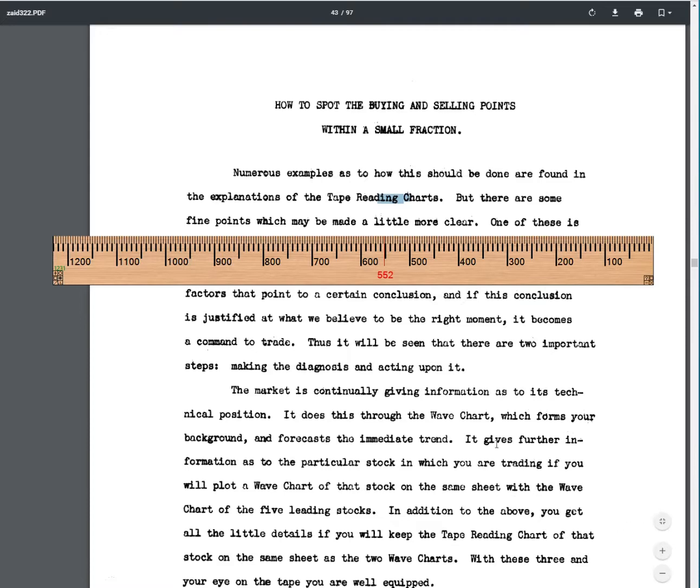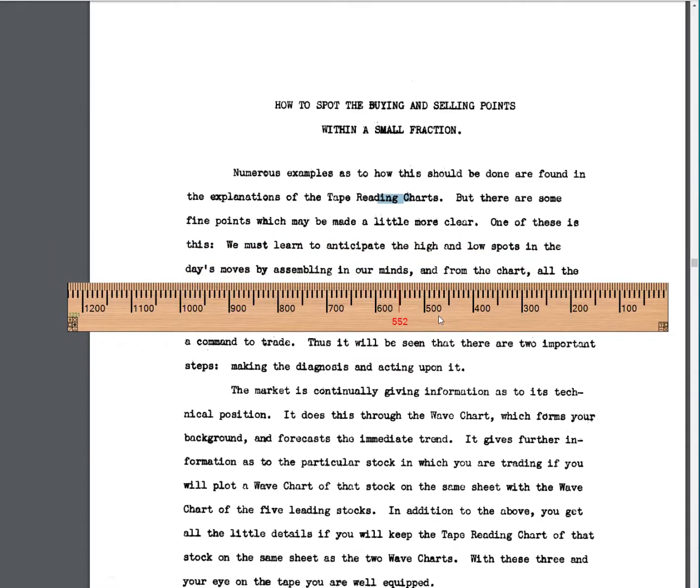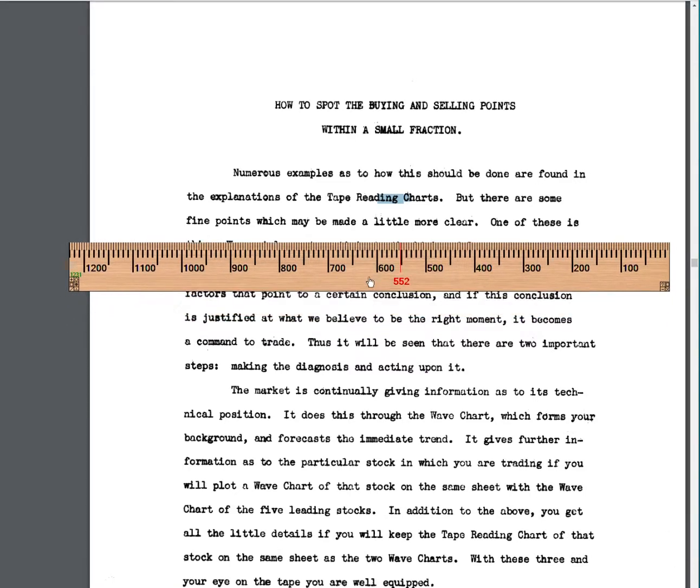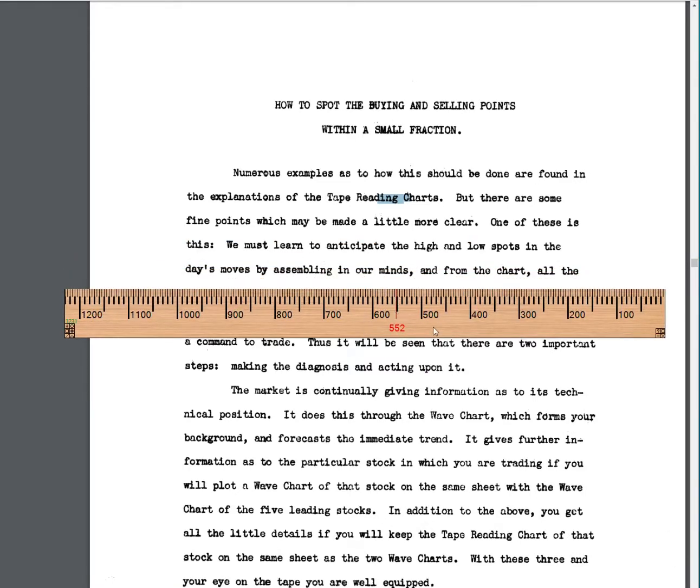Anyway, there are some fine points, one of which is you should know what the high and low is for the day, meaning as part of the process. If you're trading a market, one of the things you want to do as a step for preparation is have an anticipation of what the high and low of the day is. And this can be done in a couple of ways that we'll go into later, but that's one of the steps. Okay.